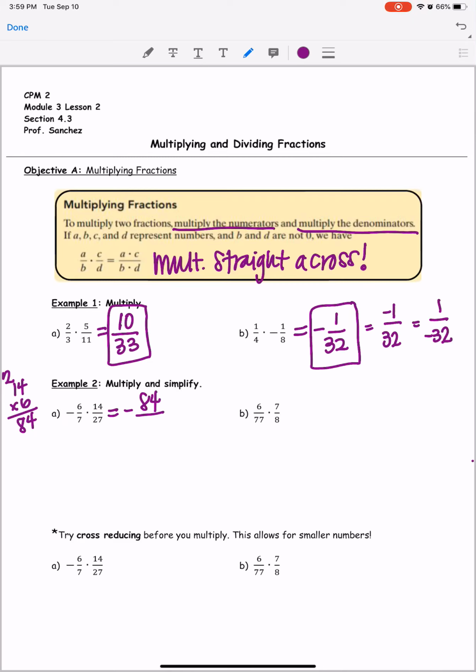Multiply on the bottom here. We've got 27 times 7. 7 times 7 is 49. 2 times 7 is 14. Plus the 4 is 189.